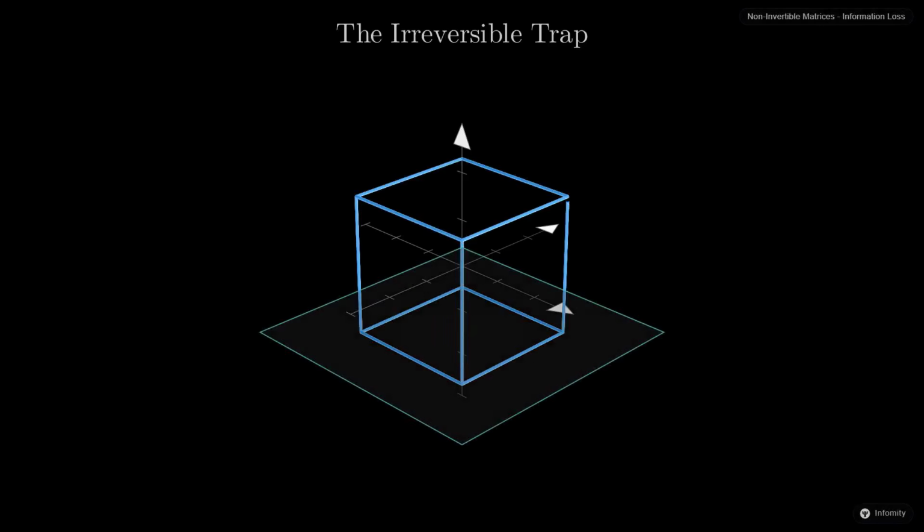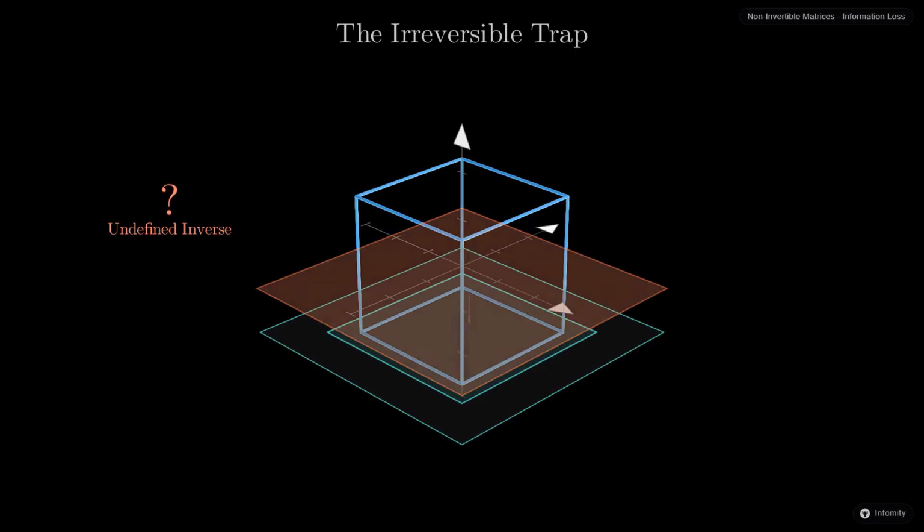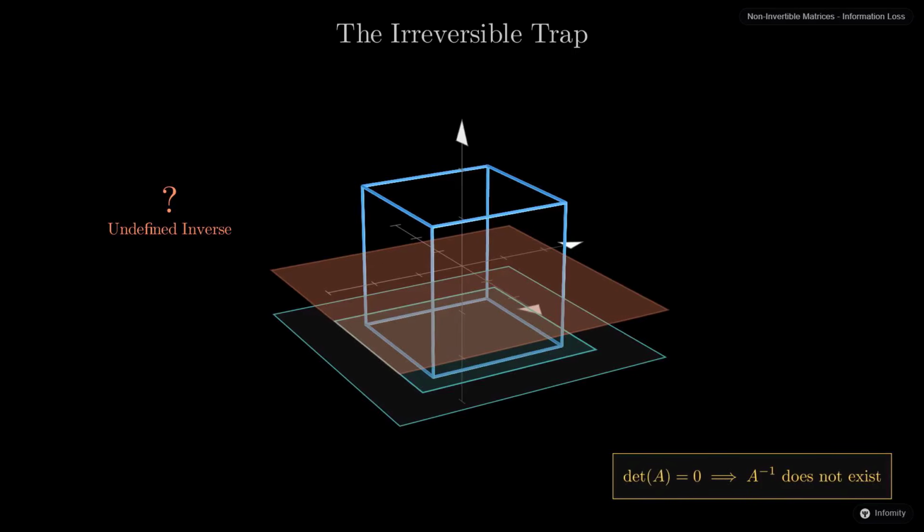But remember, this compression is a one-way street. Once the teapot is a shadow, you can never run the process backward. Consequently, the inverse matrix simply does not exist.